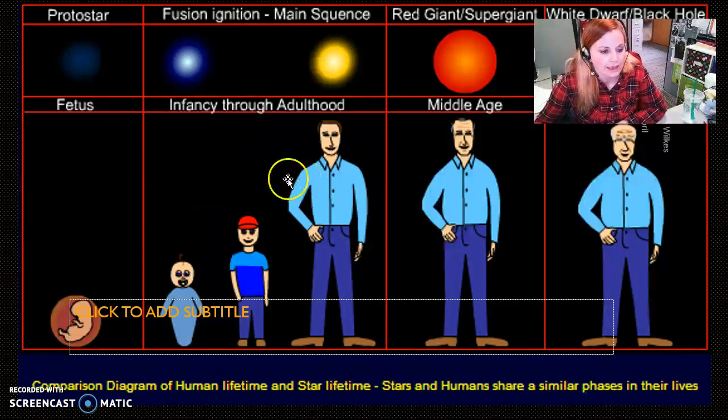We've talked about how we can compare the changes a star goes through, from the time that it is formed until it runs out of fuel, as an analogy to the life cycle of people. So that's what this slide is showing you.